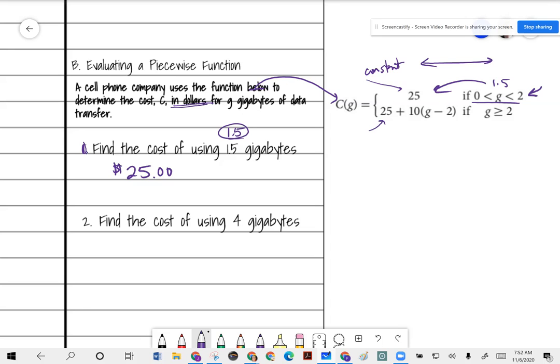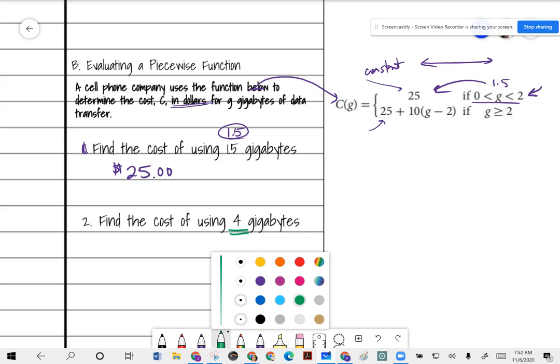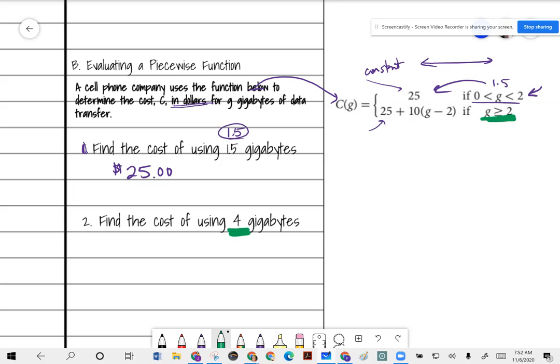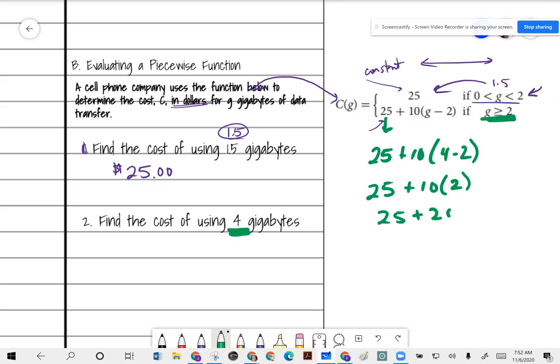Now we're going to use that 4 gigabytes. We're going to use this other equation, and let me change colors here. So when you've got 4 gigabytes, that means we fall in this domain where g is greater than or equal to 2. So now what we need to do is just copy down the equation for that and substitute 4 and solve from here. So 25 plus 10 times 2, we've got 25 plus 20, and so we've got 45. So the cost of 4 gigabytes is going to cost me $45.